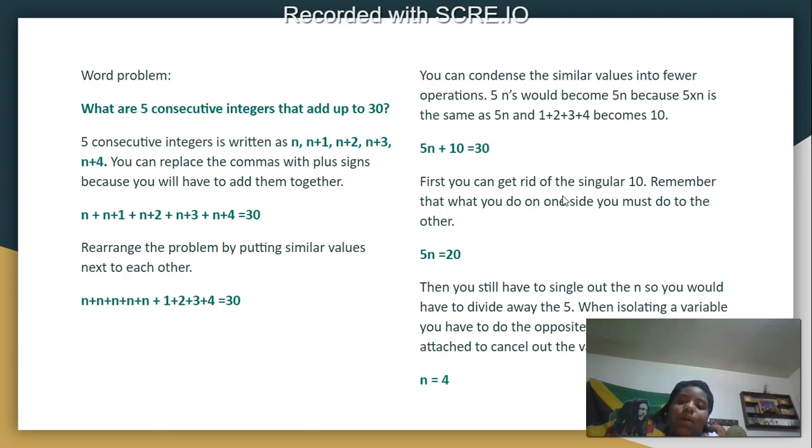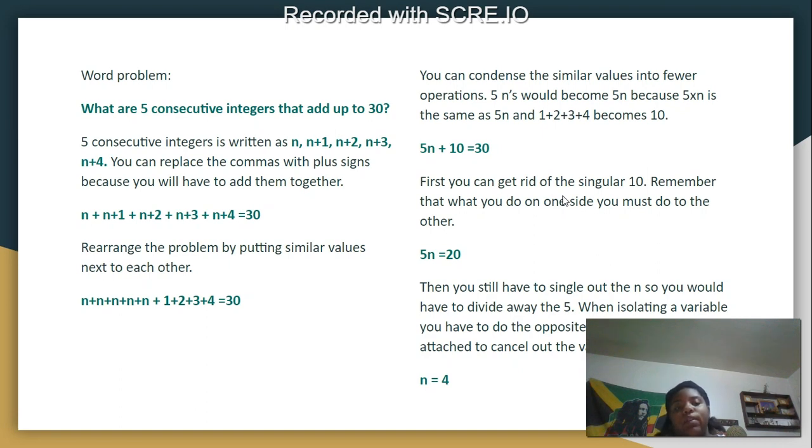And you can rearrange the problem by putting all the similar values next to each other. So it would be n plus n plus n plus n plus n plus 1 plus 2 plus 3 plus 4, and that all would equal 30. And you can condense the similar values into a different form using fewer operations. The 5 n's would become 5n because 5 times n is the same as 5n, and 1 plus 2 plus 3 plus 4, when you solve that, equals 10. So it will be written as 5n plus 10 equals 30.